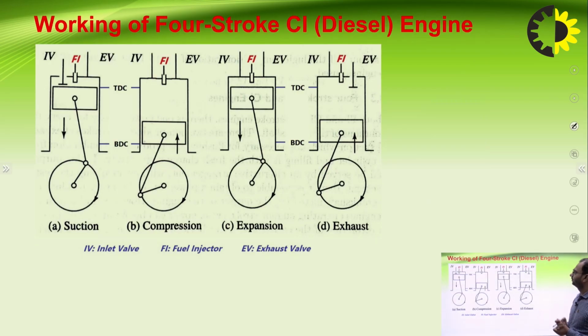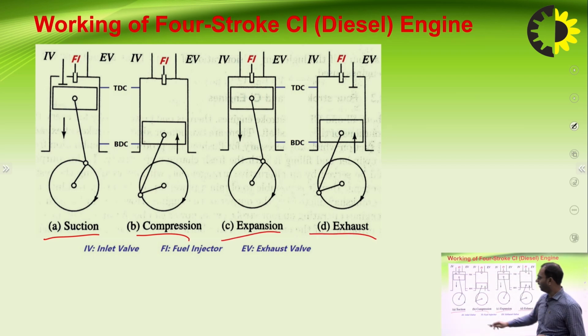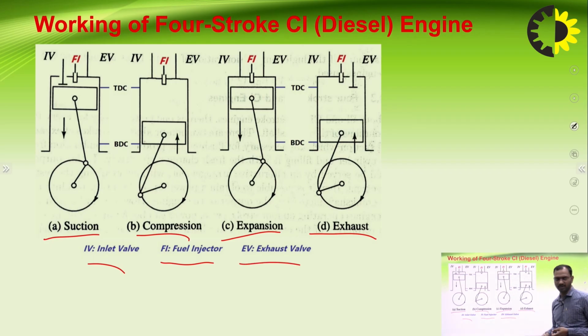This is the schematic representation of the working of the 4-stroke CI or diesel engine. Here there are 4 strokes and 4 processes. The first is suction or intake, then compression, expansion and exhaust. IV means inlet valve, FI means fuel injector and EV means exhaust valve. In further slides, I will explain in detail the working of the 4-stroke CI engine.